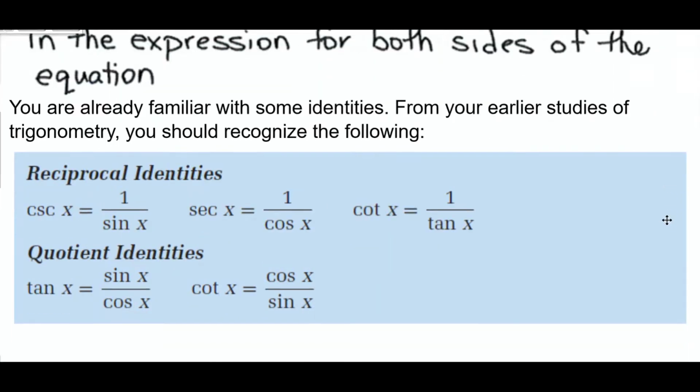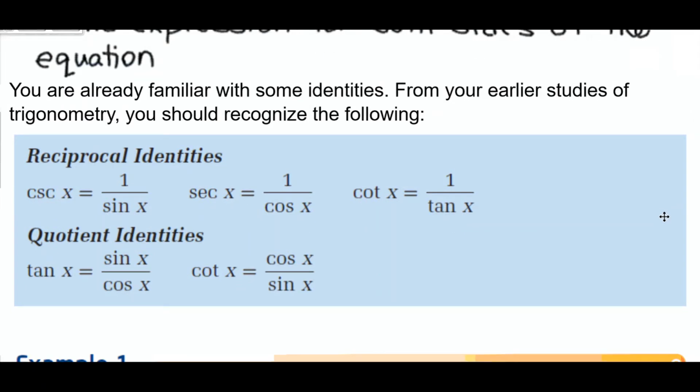We're already familiar with some identities. We just haven't necessarily called them that. Some of the things we've done are that cosecant is equal to 1 over sine, secant is equal to 1 over cosine, and cotangent is equal to 1 over tangent. This means I can interchange the left and right-hand side, and it's not going to change the value of my equation or expression. Those are called the reciprocal identities. I also have the quotient identities: tan x is equal to sine over cosine, and cotangent is equal to cosine over sine.